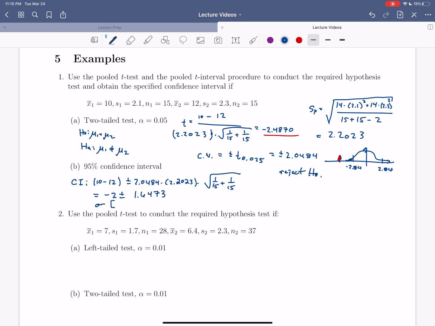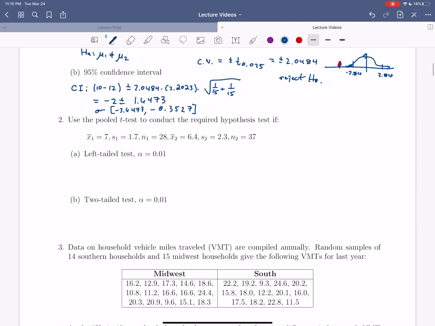Or you can write it as an interval if you like. You can write it as the interval from negative 3.6473 all the way to negative 0.3527. Okay, assuming that I just did the subtraction correctly there. And that's all we have to do for the confidence interval. Okay, so there's our confidence interval, and we're done. So that's number one.